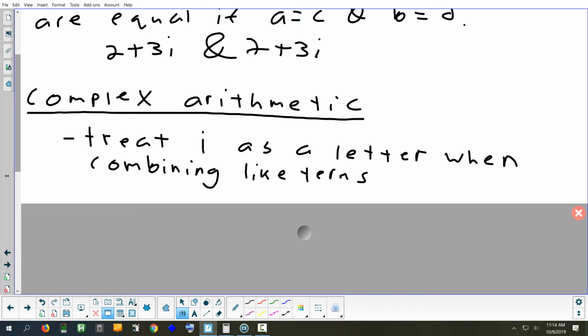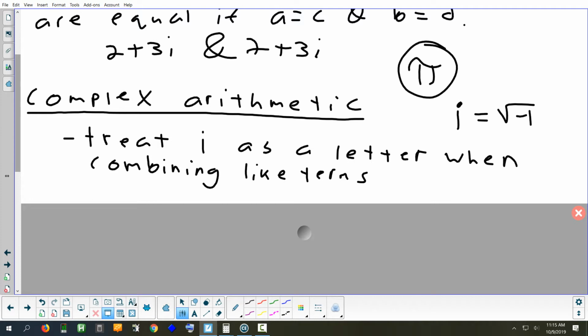But if you treat it like a letter, just like you could treat pi like a letter, and if you had 5 pi plus 2 pi, you could say 7 pi, right? It's combining like terms, just like you could do 5x plus 2x and say 7x. Right? So you learn how to combine like terms with letters. It does work the same if you treat pi as a letter. Okay? Same thing here. If you treat i as a letter, the arithmetic will work out.